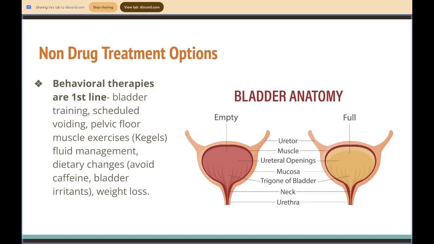All right, continuing, we have non-drug treatment options. Behavioral therapy is our first line. We have bladder training, scheduled voiding, pelvic floor muscle exercises or Kegels, fluid management, and dietary changes, which include avoiding caffeine and other bladder irritants, and weight loss if obesity is the cause. Now, scheduled voiding is exactly how it sounds.